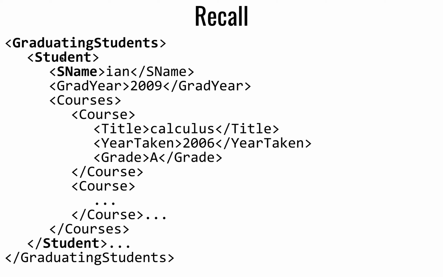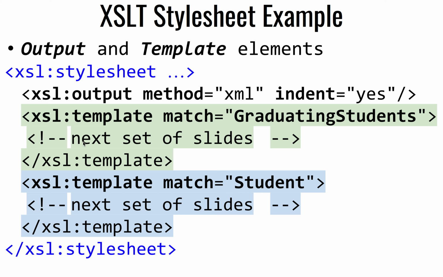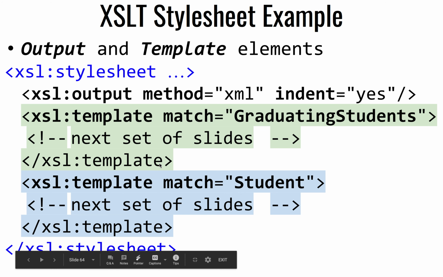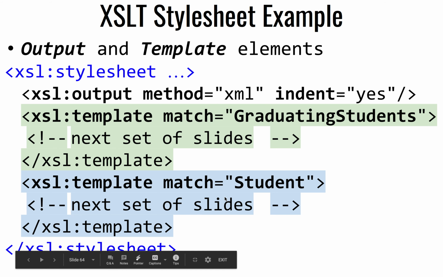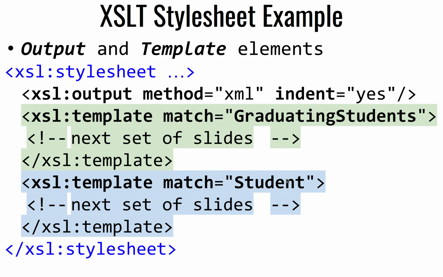But in the student, as nested elements, there's going to be a whole bunch of student elements, right? There's Ian, there's Ben, there's Bob, there's Alice. There's tons of student elements in that document. So these two rules are going to fire, they're going to trigger. The green one over here, graduating students, is going to trigger only once because there's only one graduating students. Whereas the one at the bottom is going to trigger lots of times, for every single student that it sees in the input XML document.